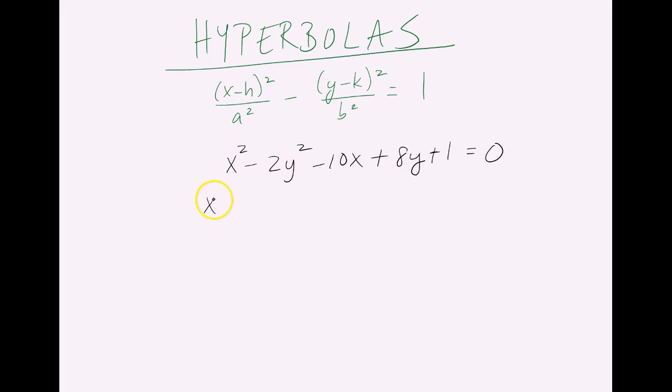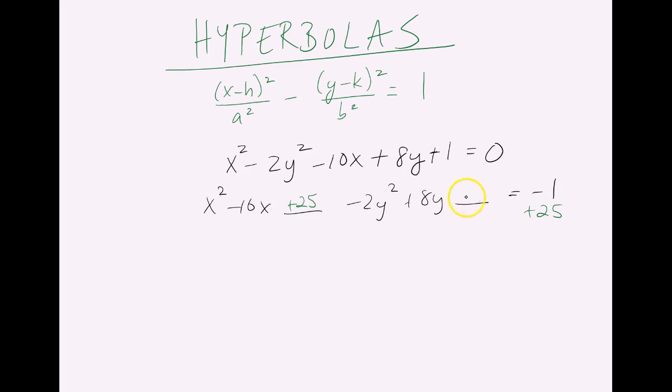So I'm going to go kind of quickly through this. Group the x's together, leave a space. Group the y's together, leave a space, and move my constant to the other side. Now remember from the last video, you want there to be a 1 in front of your squared term. And once there is, you are ready to take half of that and square it. And whatever you do to one side, you do to the other.